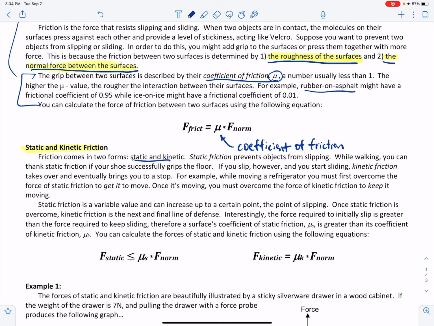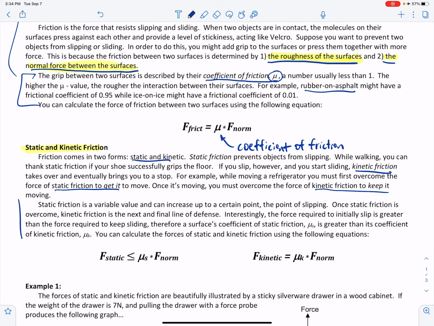Static friction prevents objects from slipping. While walking, you can thank static friction if your shoe successfully grips the floor. Thank you, static friction. If you slip, however, and you start sliding, kinetic friction takes over and eventually brings you to a stop. For example, while moving a refrigerator, you must first overcome the force of static friction to get it to move. Once it's moving, you must overcome the force of kinetic friction to keep it moving, right? So static friction is to initially get it to move. Kinetic friction is to keep it moving.